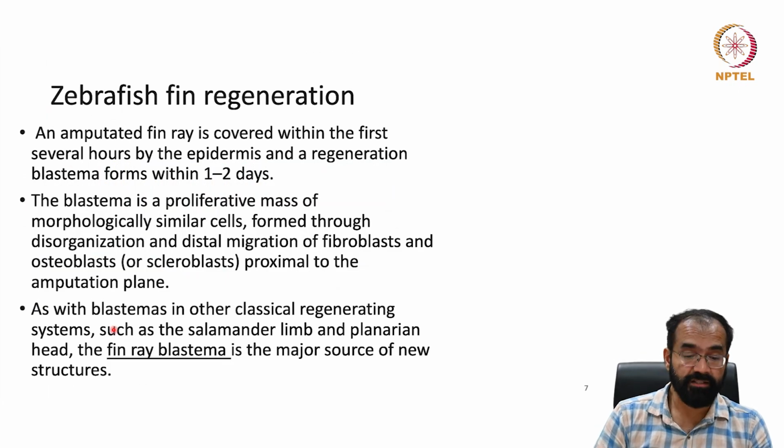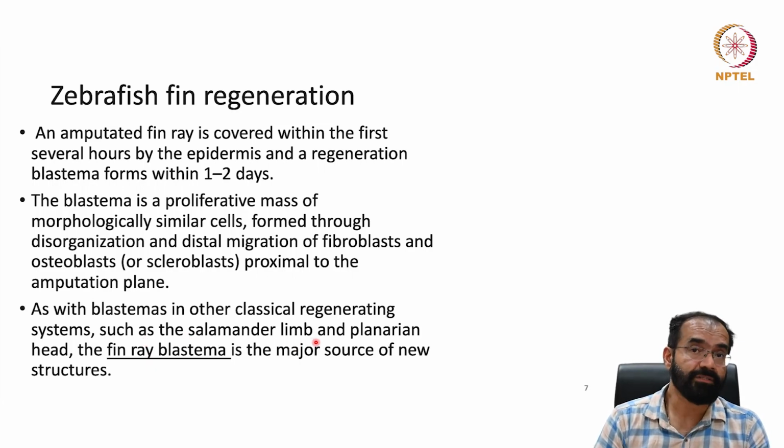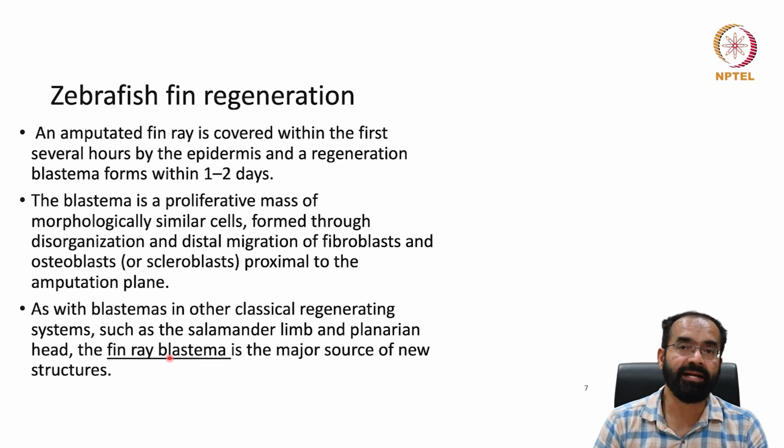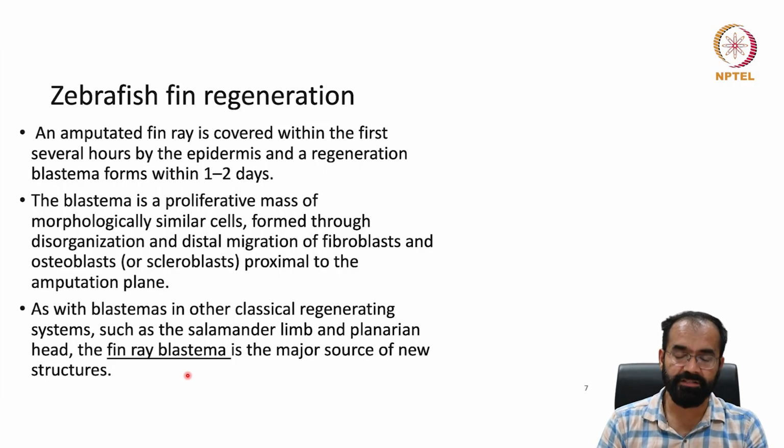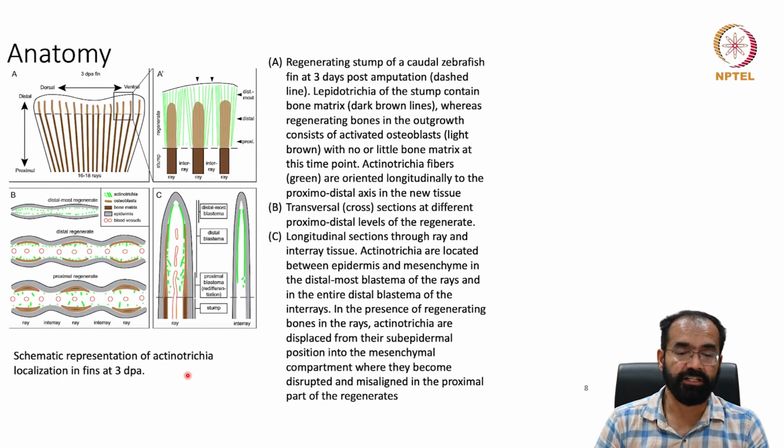So as with fin blastema in other classical regenerating systems such as the salamander's limb and the planarian's head, the fin ray blastema is the major source of new structures. You see in salamander limb regeneration also, planaria's head regeneration also, you see the formation of blastema. Here in fin regeneration also, the blastema is a must, and the blastema does more or less a similar function.